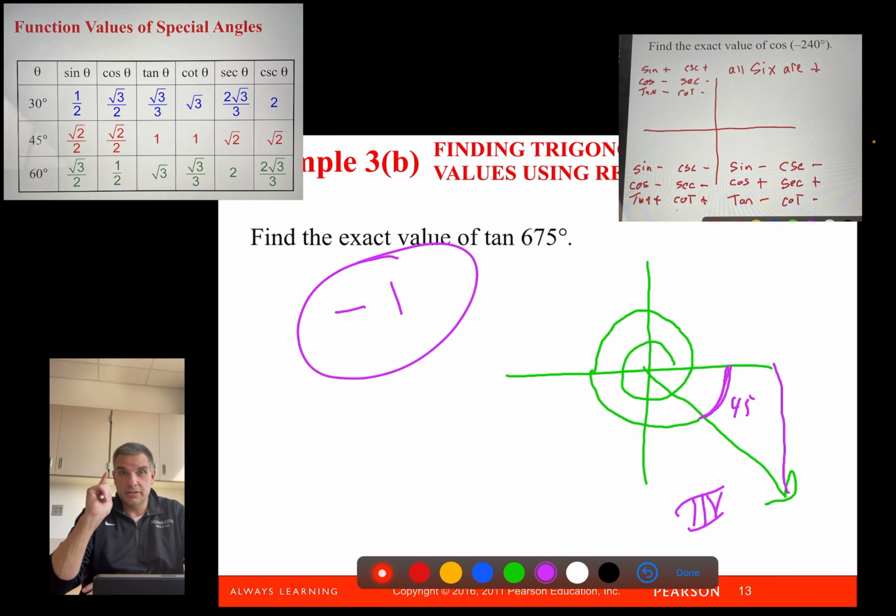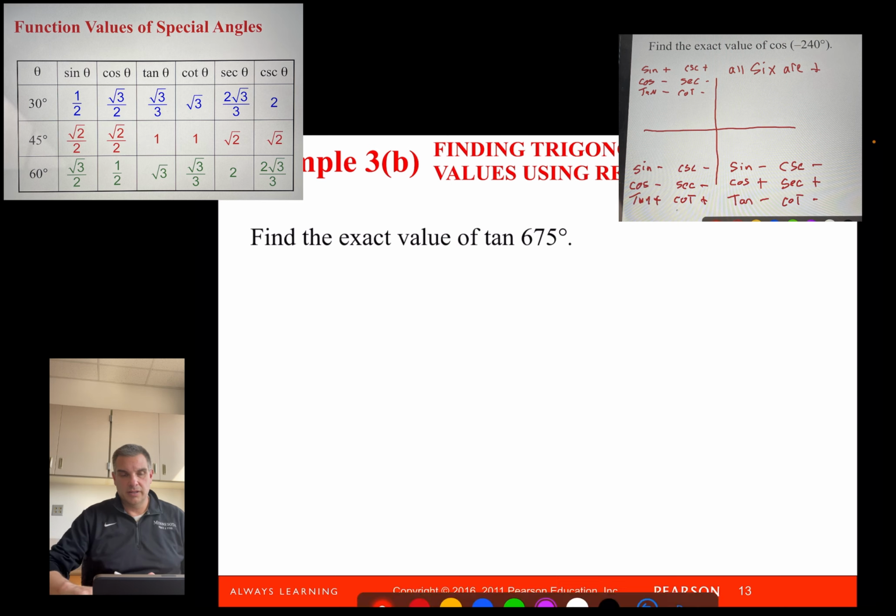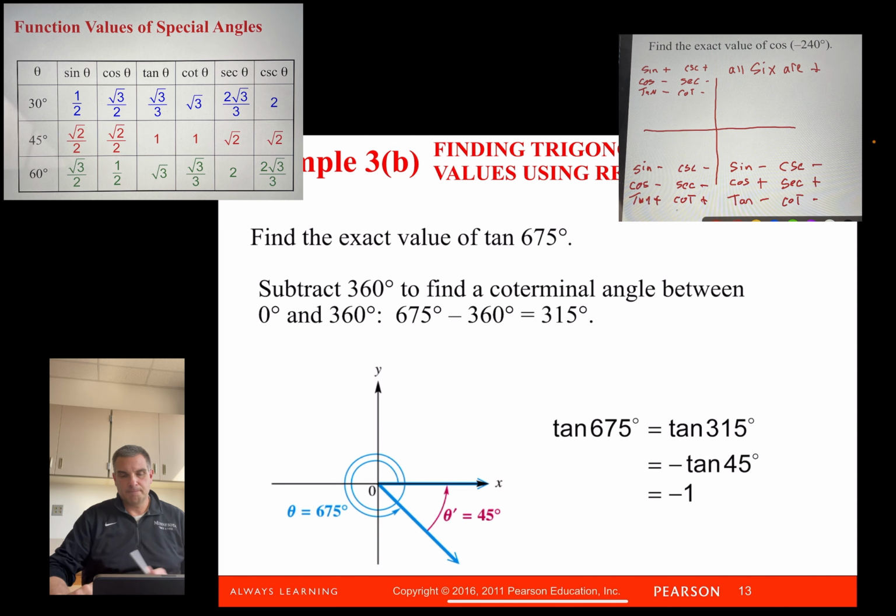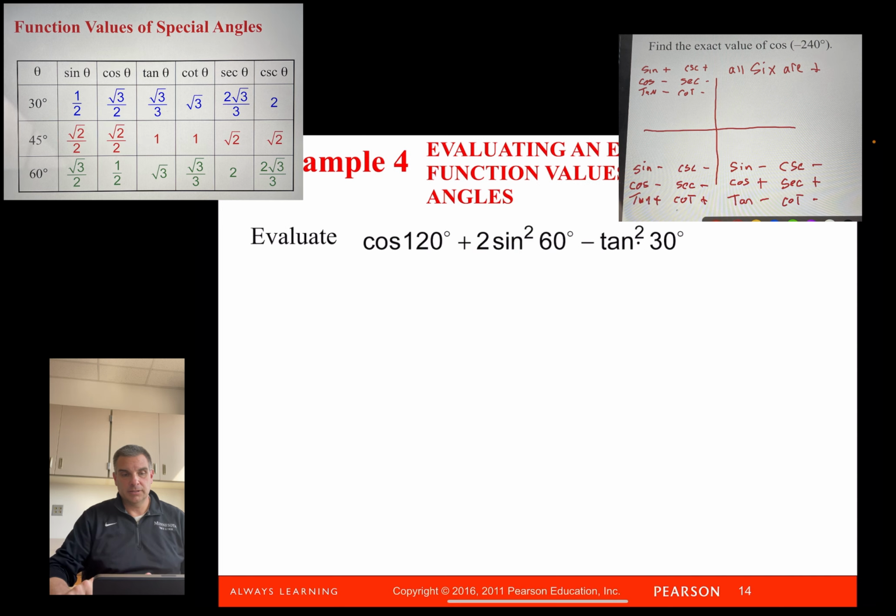So again, you have to draw it because you have to figure out if it's positive or negative by using the table, by using the drawing. And then we use our table for that reference angle 45, and we give it the answer that that has. And tangent is -1. It's almost like we know what we're doing. We're not going to do these because we don't have to.